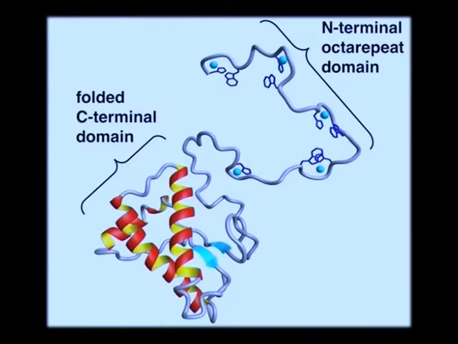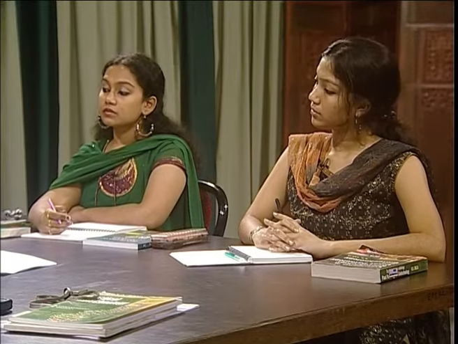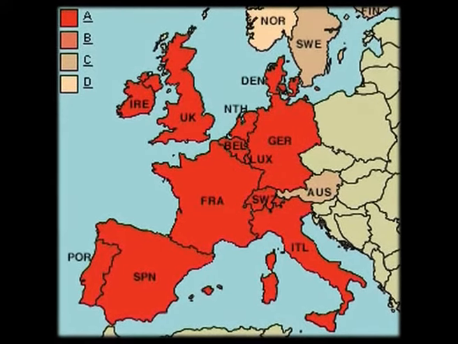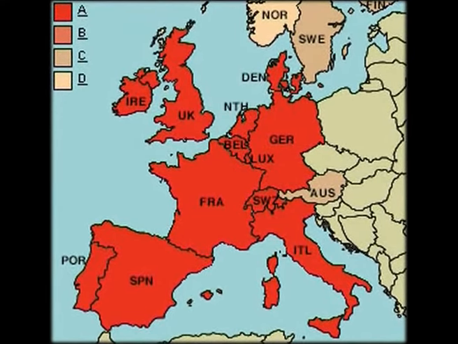This prion protein has two definite parts. One part has the beta pleated structure, which is called the folded C-terminal domain, and the other part is the N-terminal octa-repeat domain. And as you know, they cause the disease of bovine spongiform encephalopathy, which is a neural disorder that can actually kill humans, and it was a major problem in 1997, invading different parts of Europe. You can see the red marked areas, they are the actual areas where the bovine spongiform encephalopathy spread.